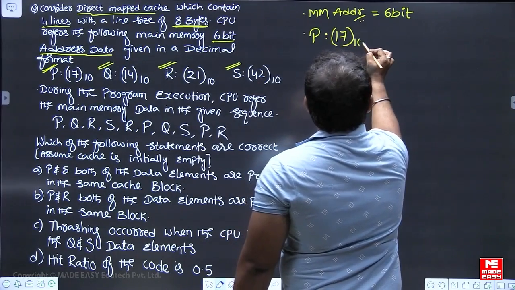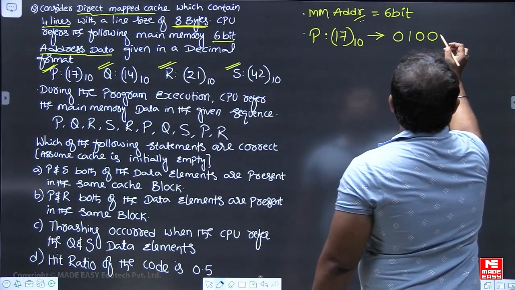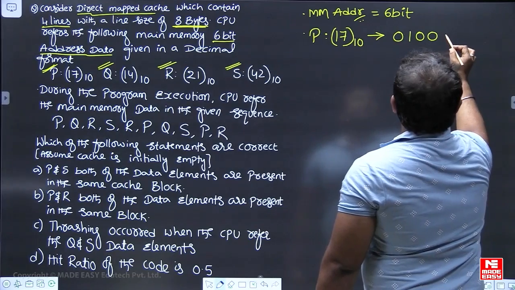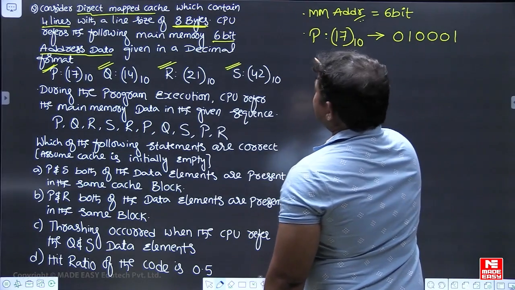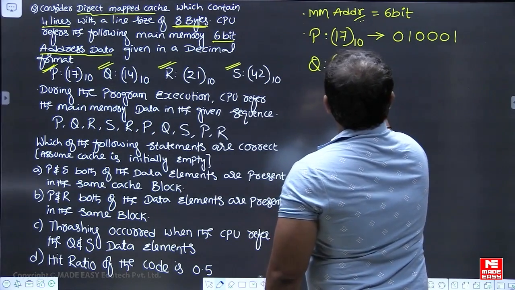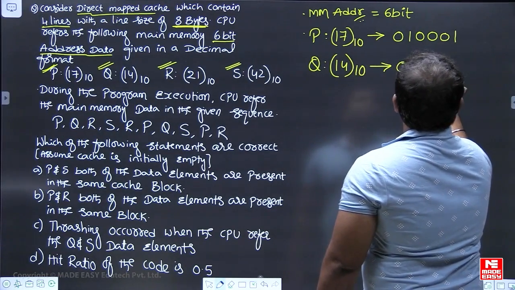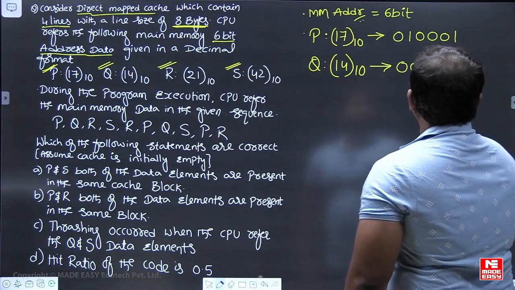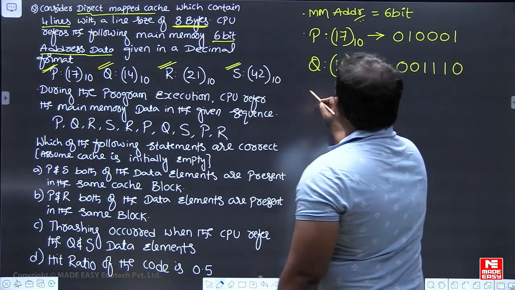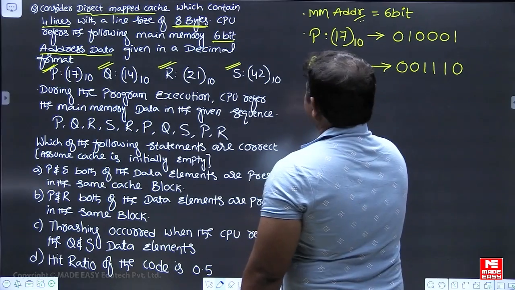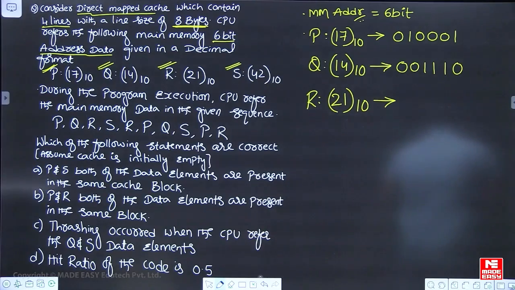Okay, so P, what is that? 17 base 10. If you see the binary, 0, 1, 0, 0, 0, 1, that is 17, right? 1, 2, 4, 8, 16. Then Q, 14 base 10. Then 6-bit 0, 0, 1, 1, 1, 0. This is 14, correct? 2, 4, 8, 14. Then R, they given 21 base 10. Okay, now what is the binary code of that?